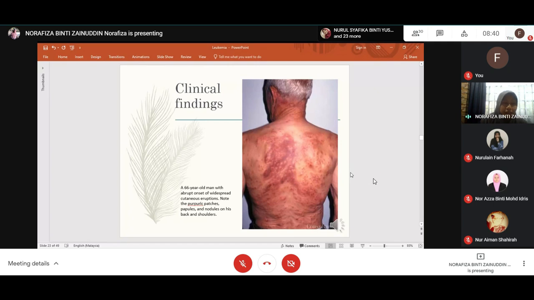Okay, so this is a 66-year-old man with abrupt onset of widespread cutaneous eruptions.